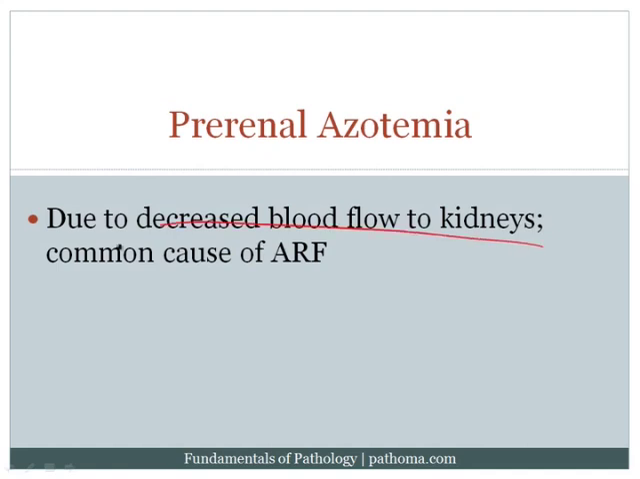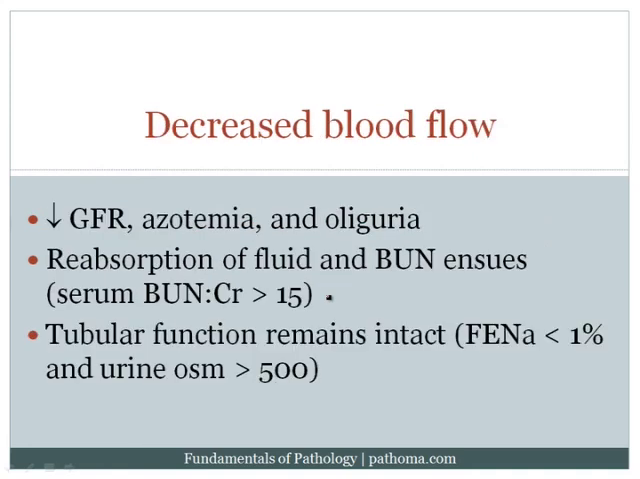Focusing on each of these individually, pre-renal azotemia is due to a decrease in blood flow to the kidneys, as I've already just illustrated. This is a relatively common cause of acute renal failure, and the decreased blood flow is going to result in decreased GFR. Now, of course, if there's decreased blood going to the glomerulus, then there will be less blood filtered by the glomerulus, and so the GFR would go down. In addition, we'd get buildup of nitrogenous waste products, or azotemia, and a decrease in the production of urine, or oliguria.